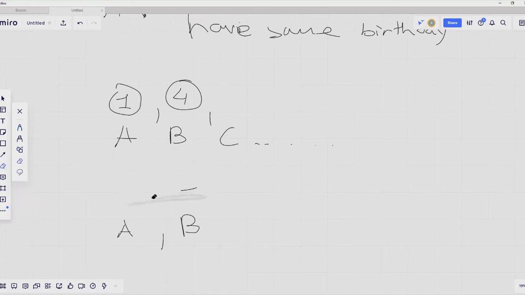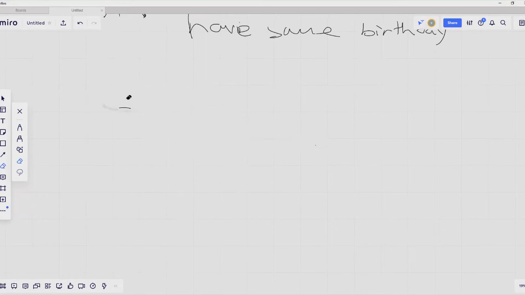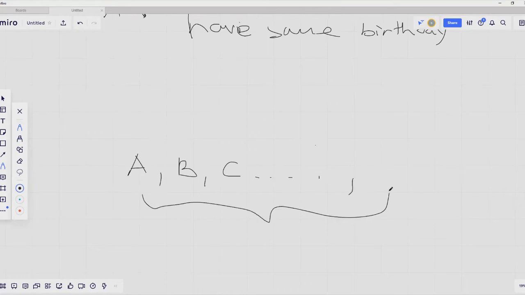So the total number of such sequences is then equal to 365 to the power of k. So let's say we have Aigerim, Big Sultan, and so on. So there are k people. 365 choices for Aigerim, 365 choices of birthday for Big Sultan, and so on.